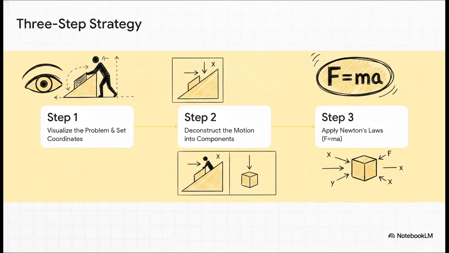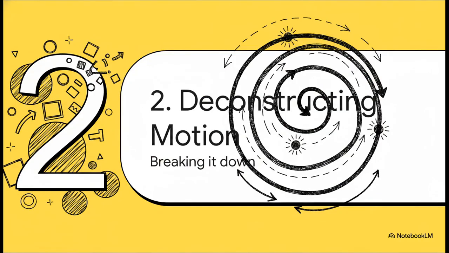So here's our game plan. It's a simple 3-step attack that works for tons of problems. First, we're just going to picture what's actually happening. Second, we'll break the tricky motion down into much simpler pieces. And then finally, we'll bring in the big guns, Newton's laws, and apply them to the right piece of the puzzle.